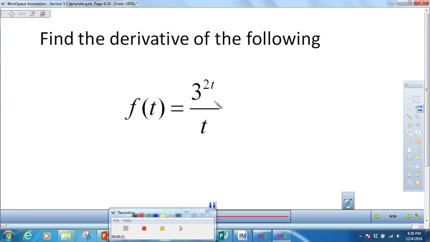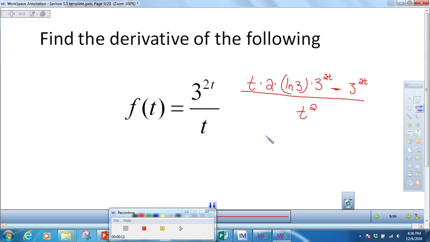Okay, so quotient rule, low times the derivative of the high. Well, the first thing we have to do is take the derivative of 2t, which is 2, and then we take the derivative of 3 to the u, which is the natural log of 3 times 3 to the 2t. Okay? So that's low times the derivative of high minus high, so of course this just stays the same, times the derivative of the low, which is 1, all over low squared. And that's pretty much it.